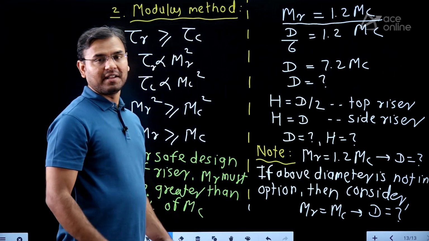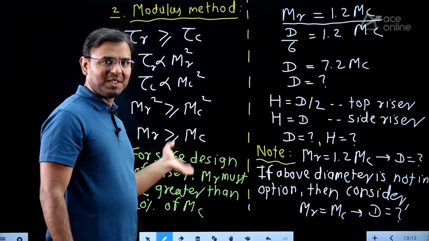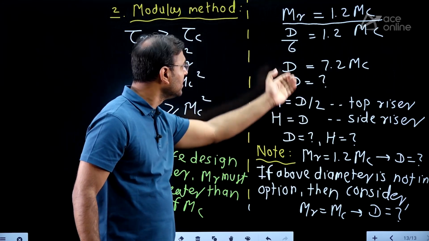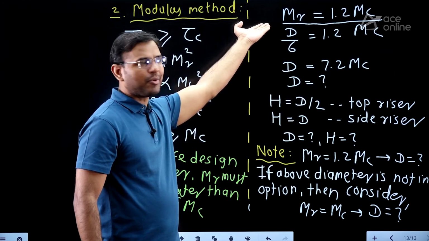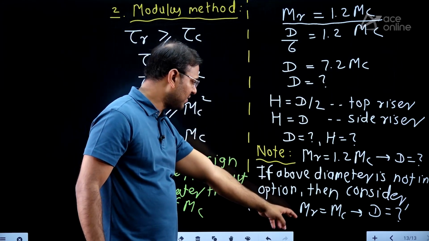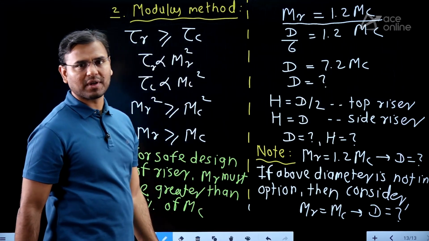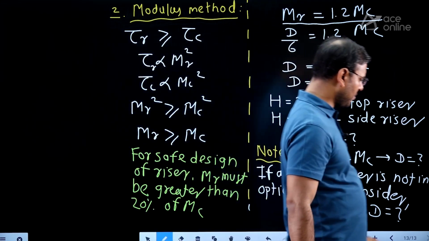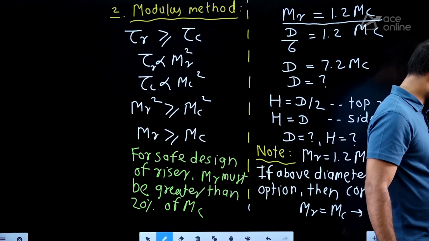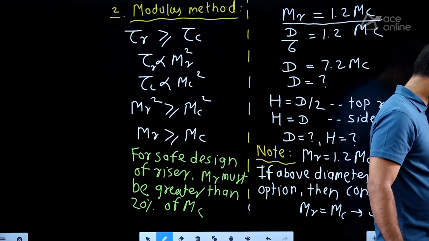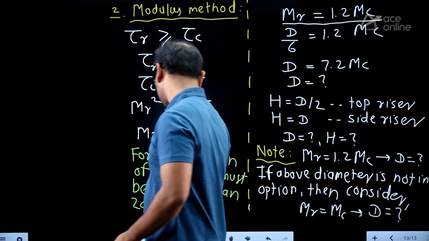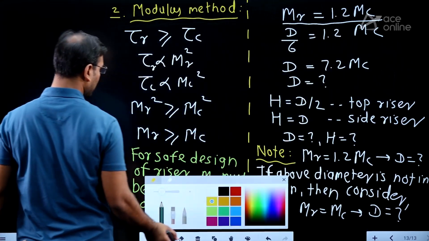Understood? In that question, both options were given, a multiple select question. By using MR is equal to 1.2 MC we have to calculate, and by using MR is equal to MC also we have to calculate, and both answers were available. And this is the wonderful method we completed, that is the modulus method of riser design. Now guys, next is the third method of riser design, the novel research method.